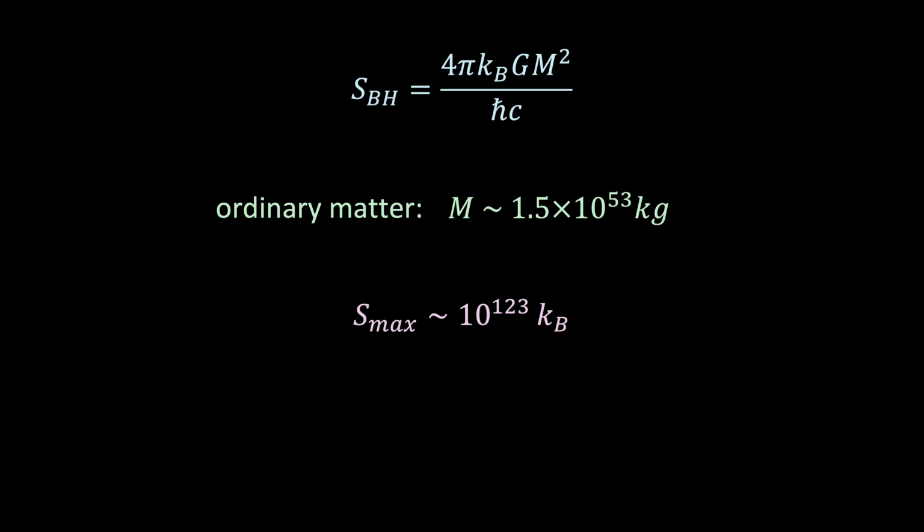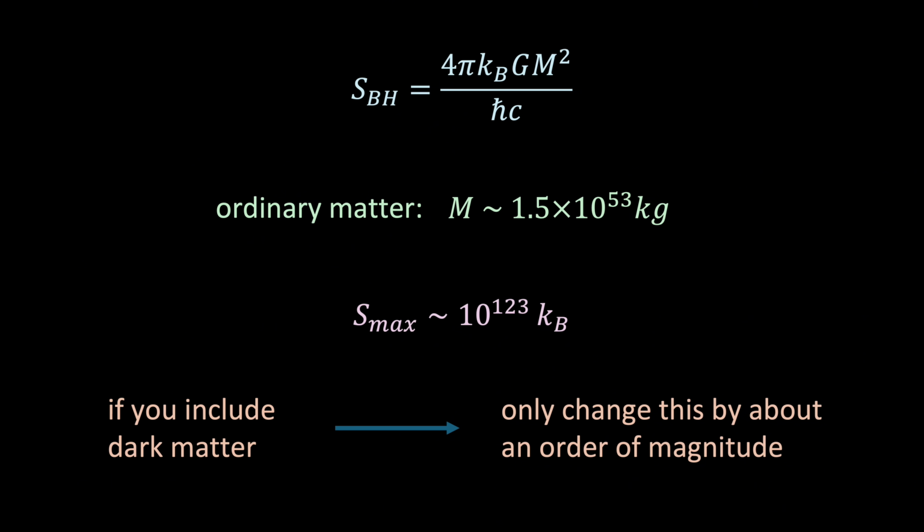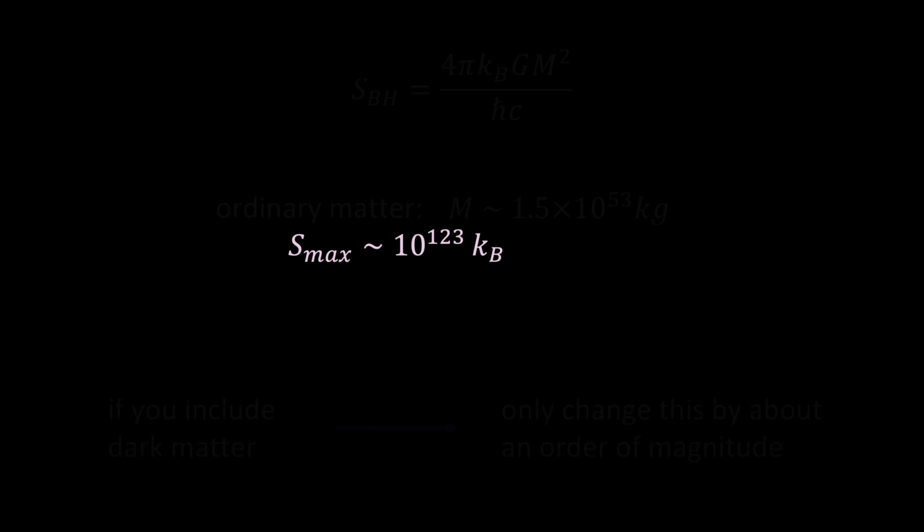That's the entropy you'd get if you took all the atomic mass in our observable patch and collapsed it into a single gigantic black hole. And even if you include dark matter as well, you only change this by an order of magnitude. The headline number stays essentially the same.